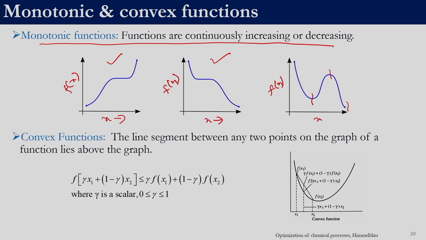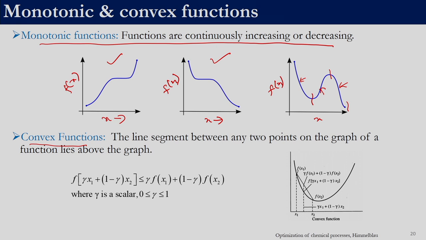So here, in this region the function is monotonically decreasing, in this region the function is monotonically increasing, and again in this region the function is monotonically decreasing. When we have functions behaving like this, those are known as non-monotonic functions. We will also be using this term, convex functions, very often.